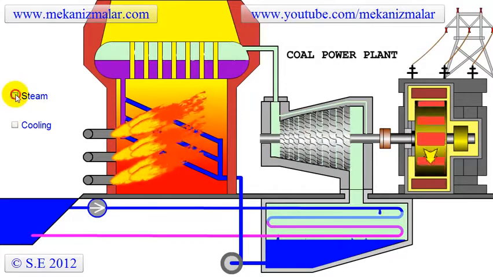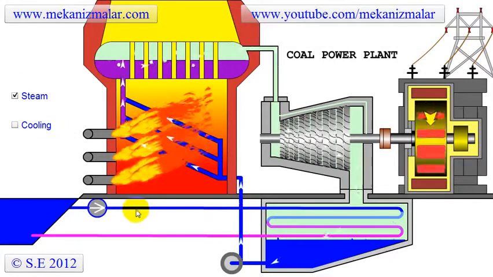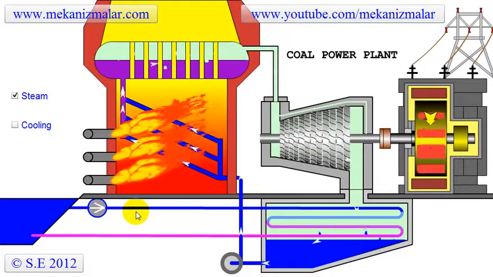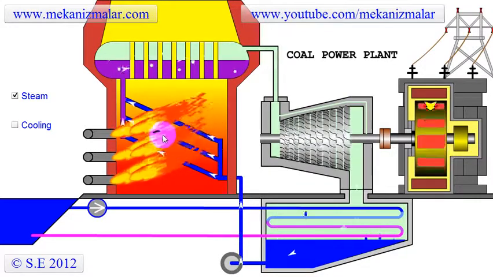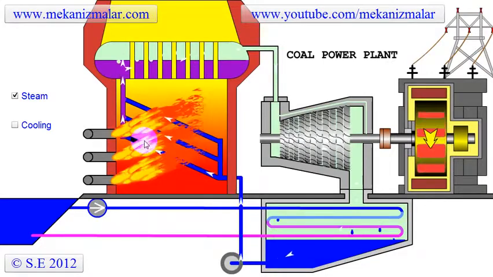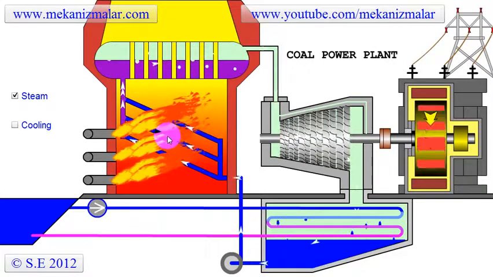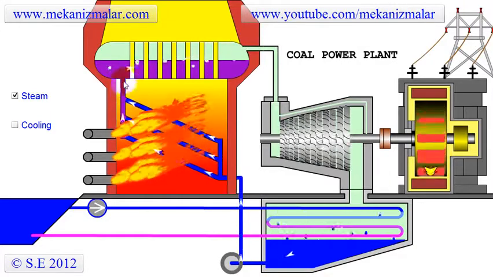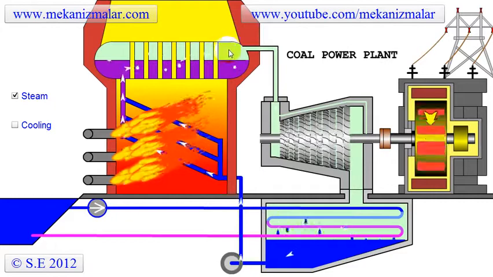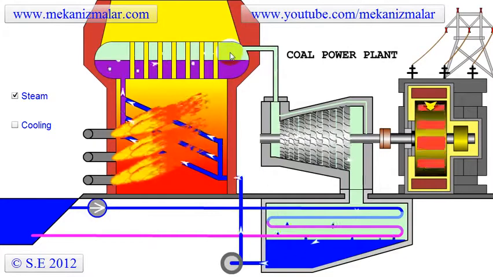Let's begin by describing the closed-loop power cycle, or the steam cycle, starting from the furnace. First, intense heat inside the furnace heats the water within the coils, which is coming from the condenser. This heated water is forced to the boiler, where it evaporates. The pressure inside the boiler can be more than 200 bars.